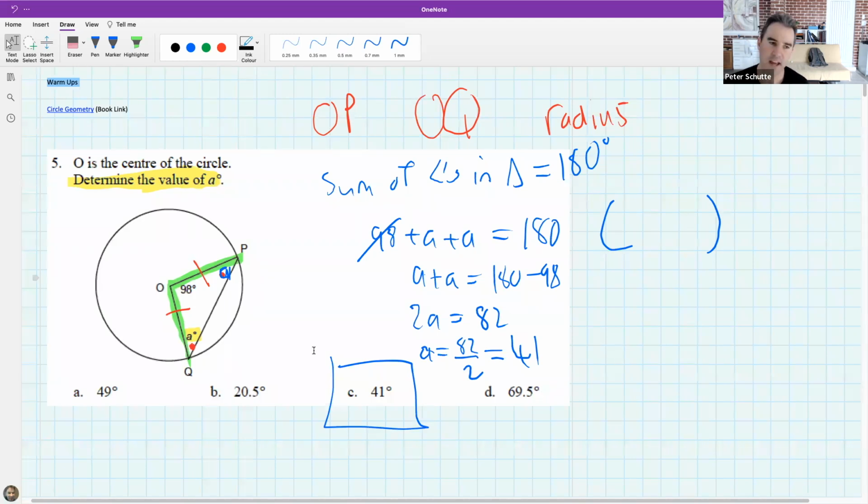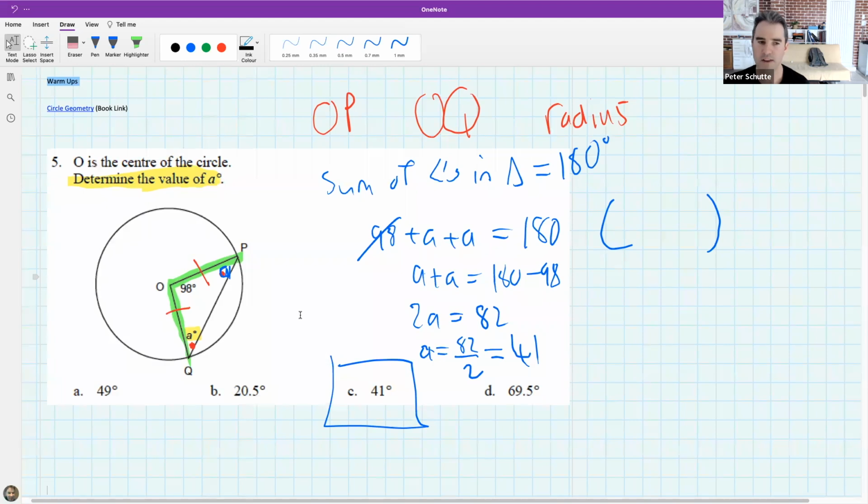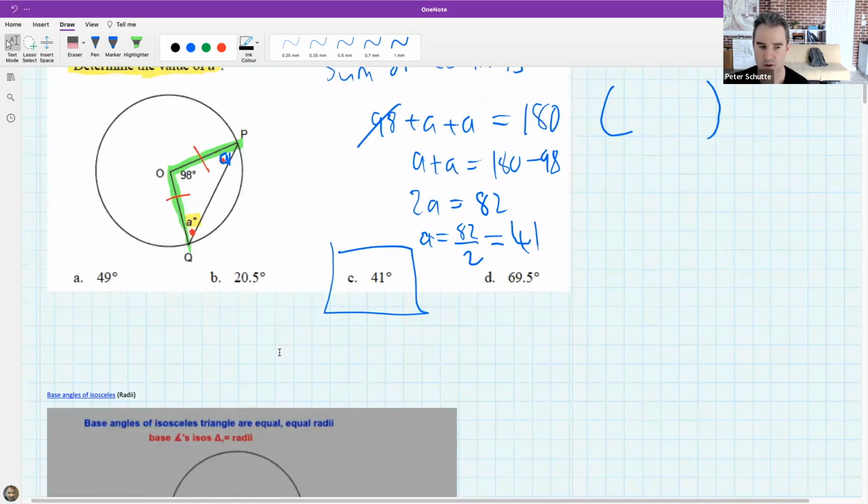Cool. So whenever you think of circle geometry, you're always going to have these radii floating about, and these radii give you these isosceles triangles. And honestly, this comes up all the time. That's why I'm showing it first.